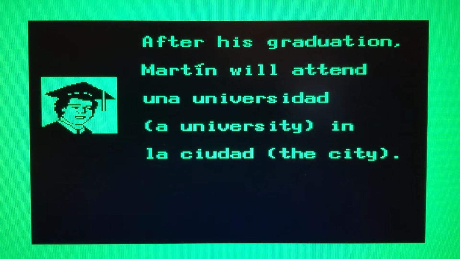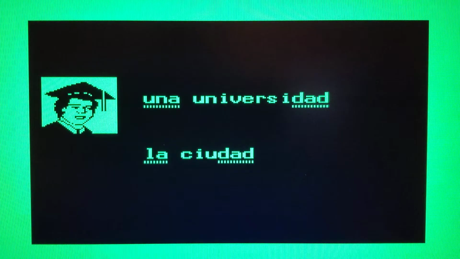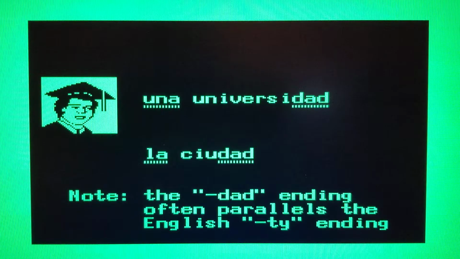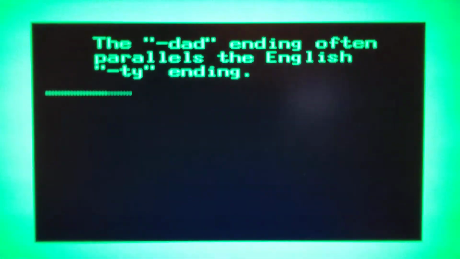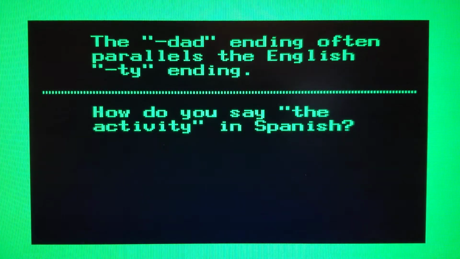After his graduation, Martín will attend una universidad, a university in la ciudad, the city. Nouns ending in dad are feminine. As you can see from the examples here, the dad ending often parallels the English ty ending. How do you suppose you say the activity in Spanish?